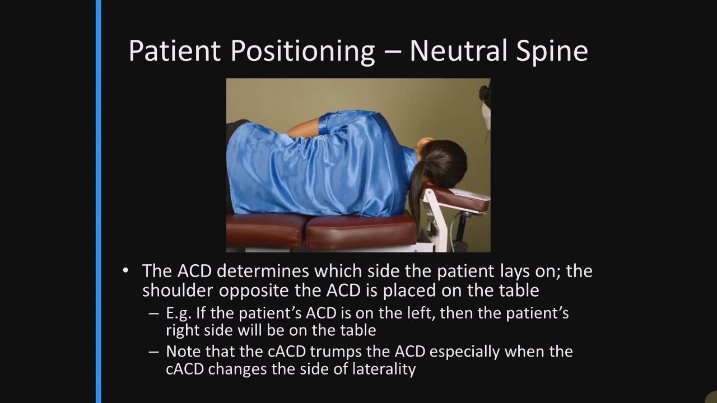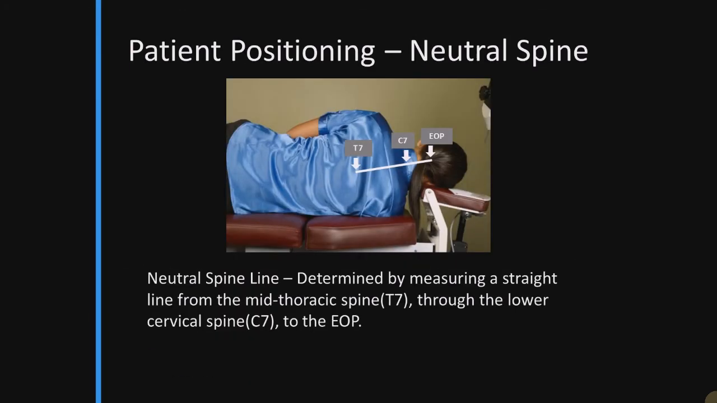When observing genetic anomalies of the condyles, it's important to denote that the CACD, the correctable ACD, which includes the aberrant condyle analysis, trumps the ACD, especially when the CACD changes the side of laterality. The neutral spine line is determined by measuring a straight line going up from the T7 mid-thoracic spine through the lower cervical spine C7 up to the EOP. When those three are in line, then the patient is considered to be in neutral spine line position.